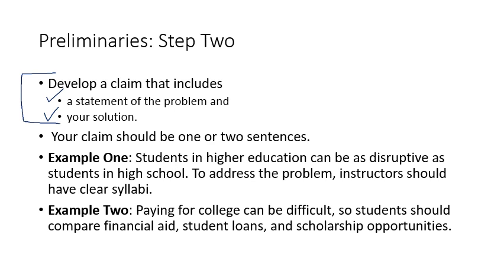Example one takes care of this in two sentences. Students in higher education can be as disruptive as students in high school. To address the problem, instructors should have clear syllabi. That's in two sentences. The second example does both things in one sentence. Paying for college can be difficult, so students should compare financial aid, student loans, and scholarship opportunities. Either of these types of claims will work.